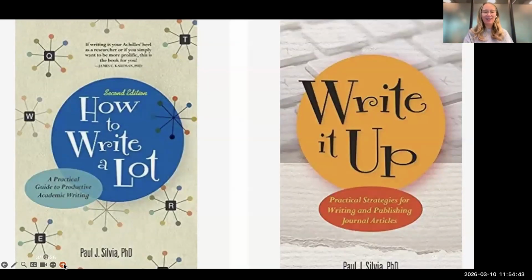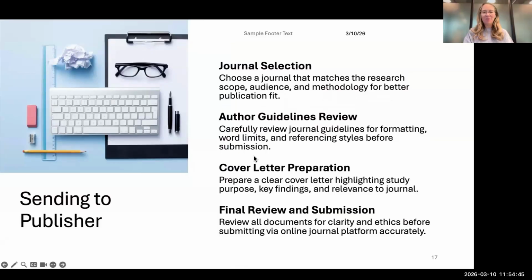But really, really highly recommend these two books. So be really clear about what journal you're going to choose. Think about the scope, the audience, the methodology. Do all of these things fit? Really clearly go through your author guidelines before you start writing, because you don't want to change it later.